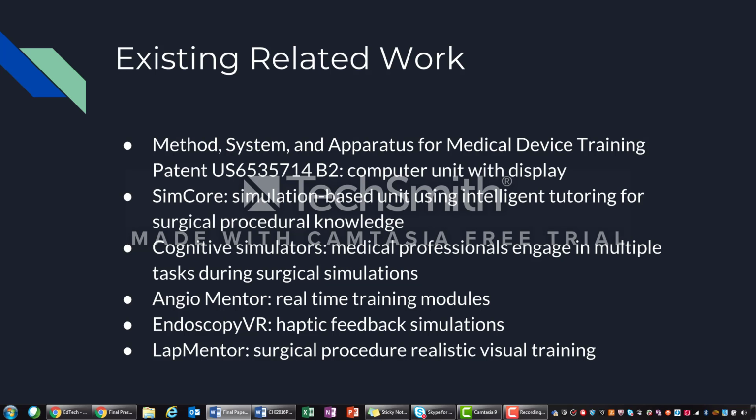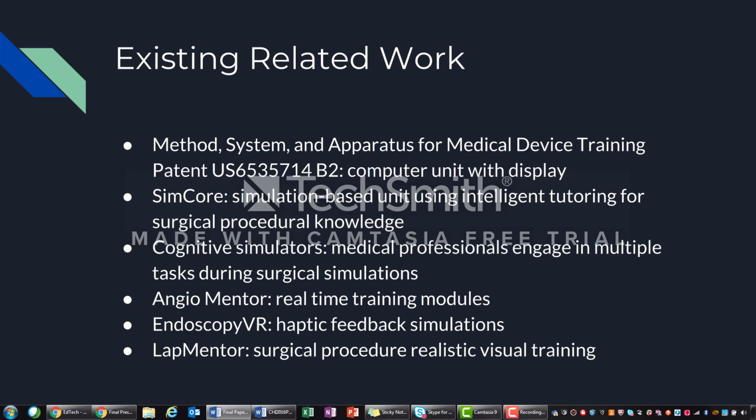There are several related works and products that apply to our research question at hand. The first one is a patent that consists of a computer unit with hardware and display that runs training software in order to teach about basic medical concepts and medical devices. The second one is called SimCore, which has a variety of scenarios built into an intelligent tutoring system that guides students while performing a medical procedure in their reactions and capability to effectively assist patients.